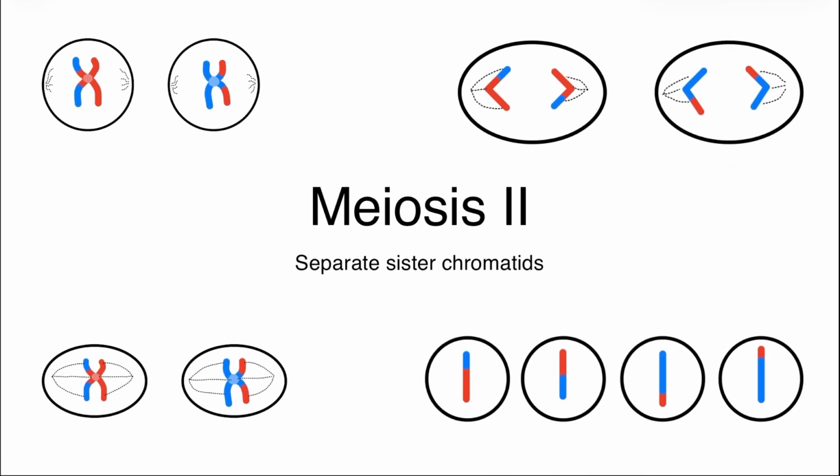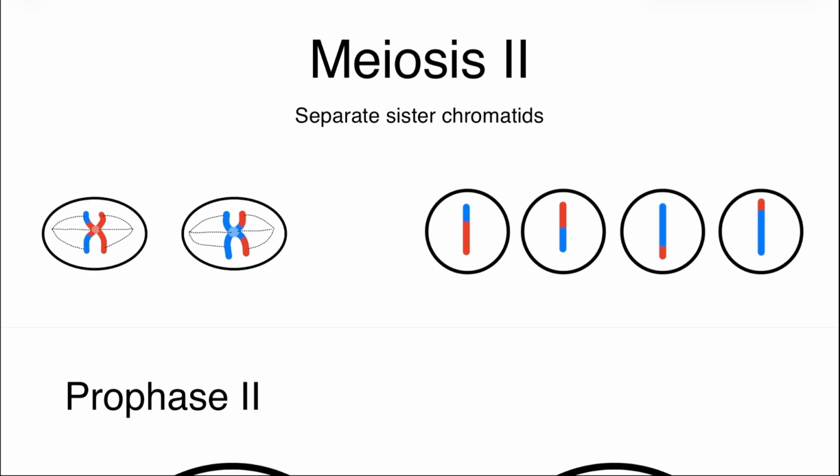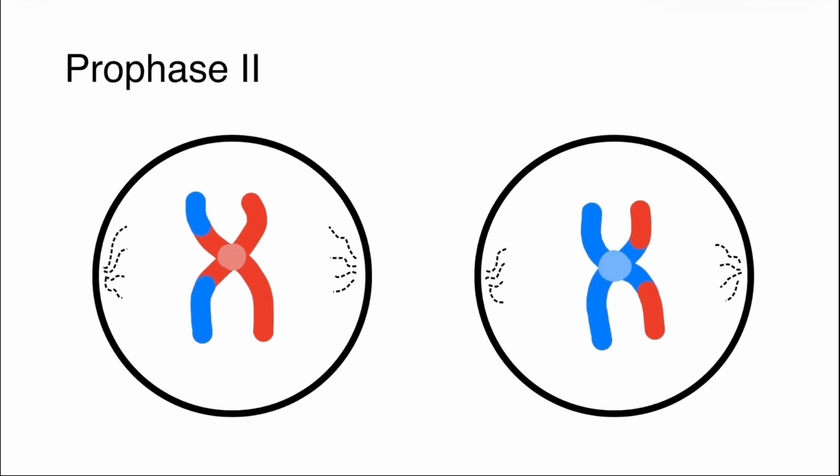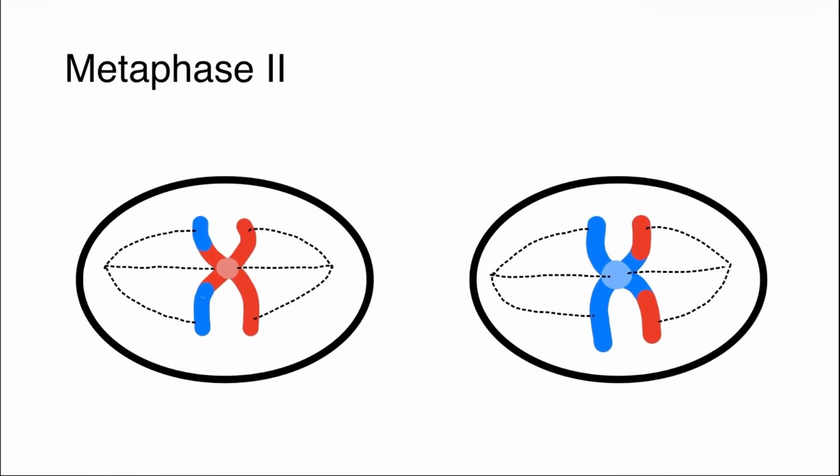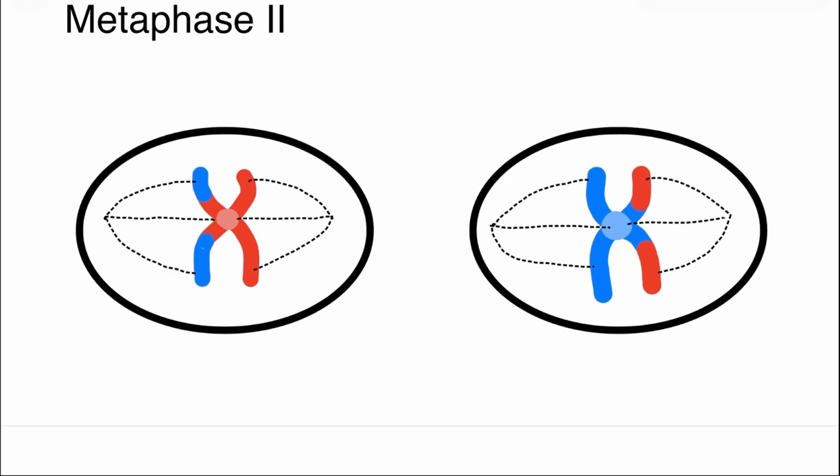Meiosis II. An important detail here is that there is no DNA replication between meiosis I and meiosis II. The chromosomes are already duplicated from earlier. In prophase II, chromosomes condense again, and a new spindle forms in each haploid cell. In metaphase II, chromosomes line up one by one in the middle. This time it's not homologous pairs because those were separated in meiosis I.